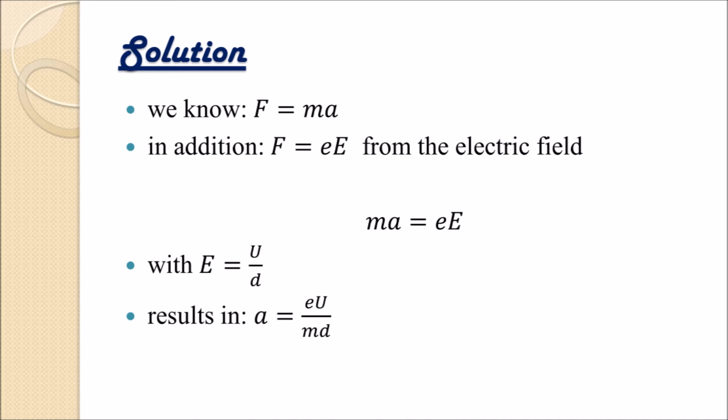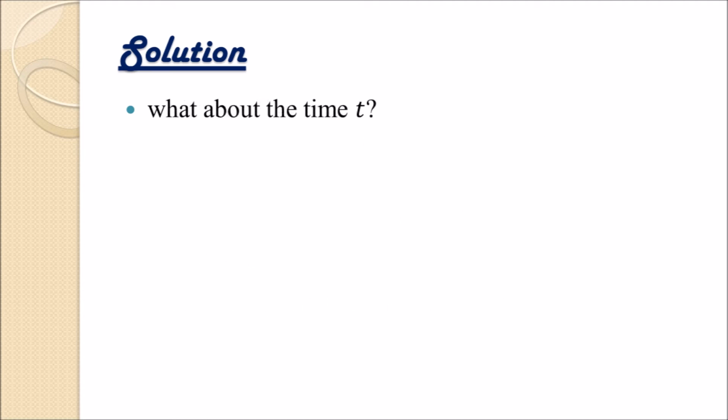So we can take them in their basic units, put them into this equation and directly calculate the acceleration. And what we get is that the acceleration of the electron is 1.32 times 10 to the power of 15 meters per second squared. This was the first part. In addition, we wanted to know about the time t that the electron needs to travel through the field.